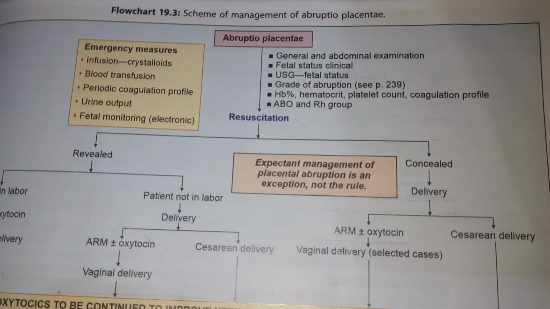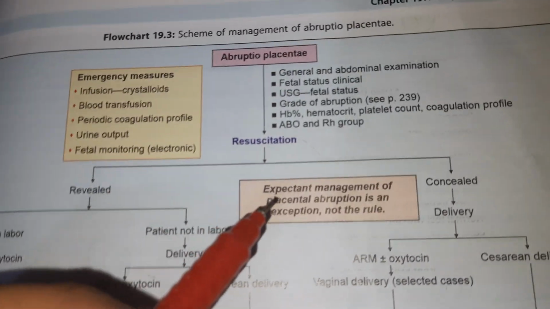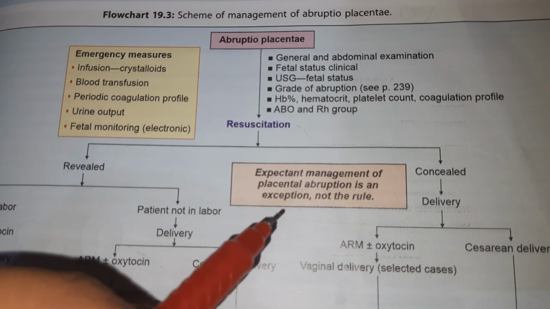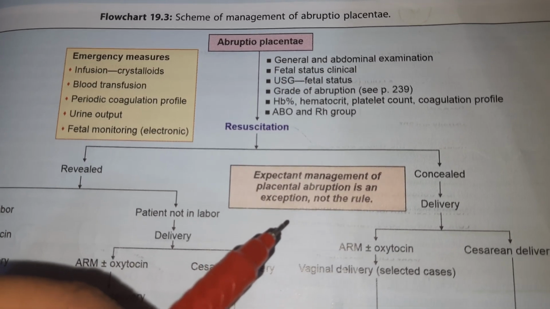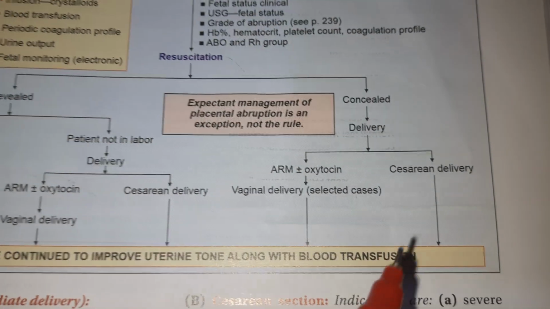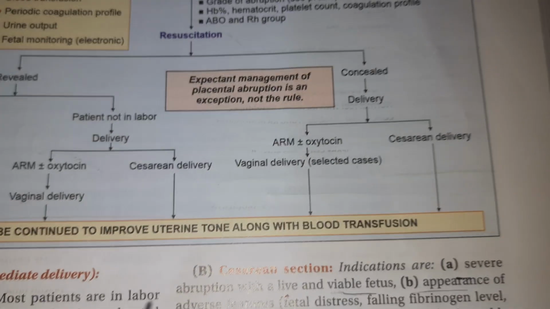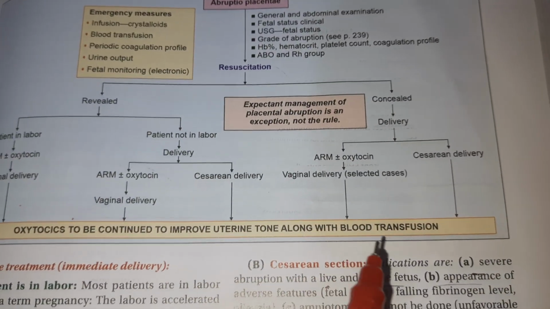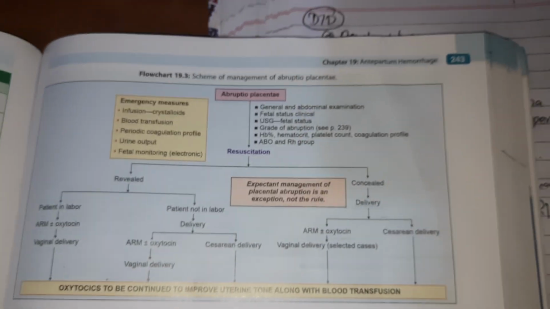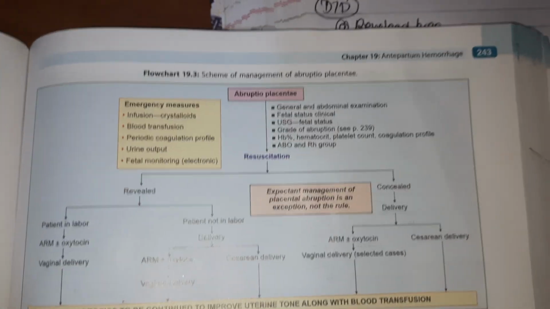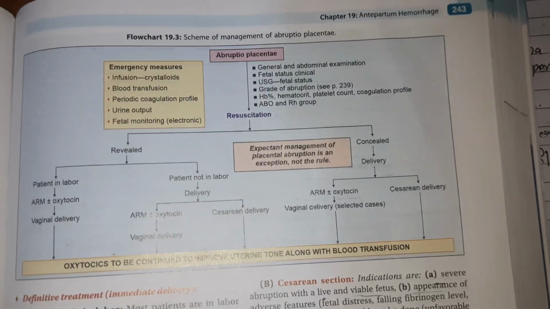So the expectant management in the case of placental abruption is an exception and not the rule. And in the concealed variety, the delivery is again by cesarean delivery, and we have to continue oxytocin to improve uterine tone along with blood transfusion. So we have already discussed this management chart, and this is important for writing in the MBBS final exam.